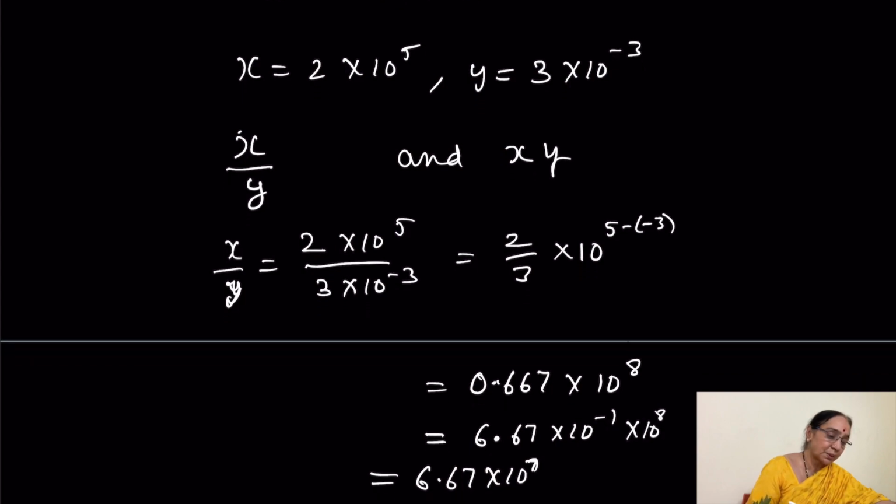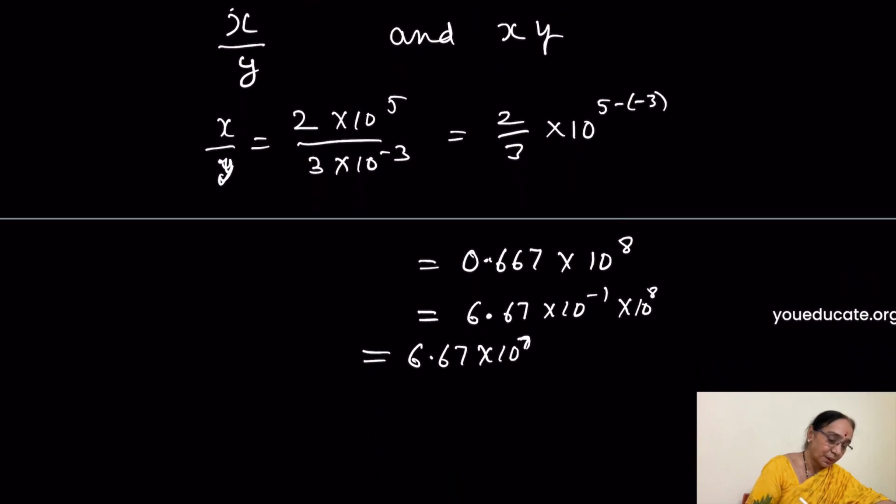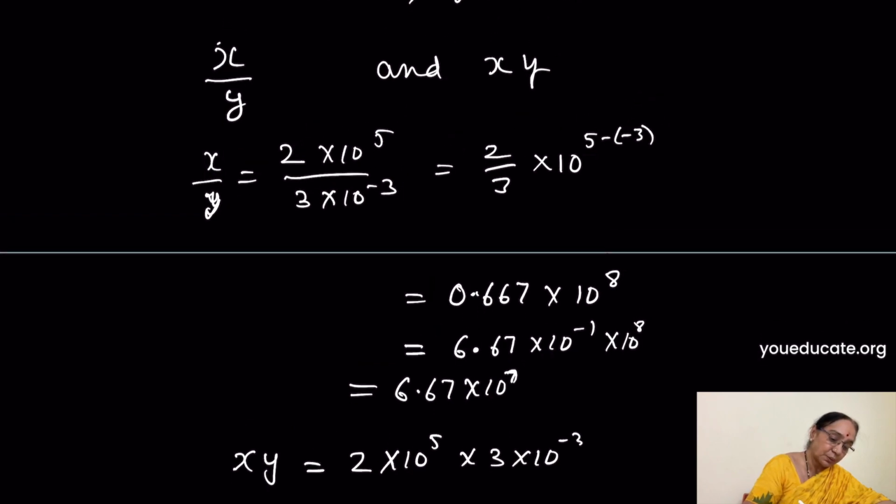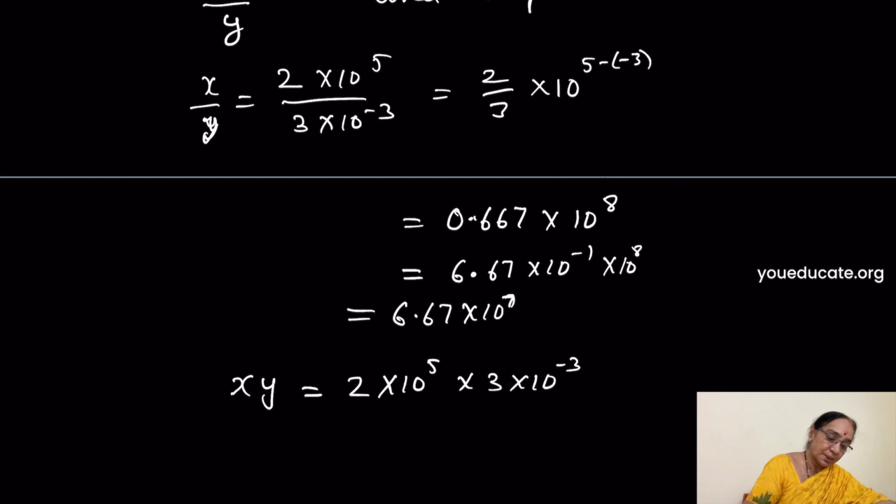Now what is x into y? I think that won't be a problem. X into y will be 2 into 10 to the power of 5 times 3 into 10 to the power of minus 3. Multiply the two numbers. 2 times 3 is 6 into 10 to the power of 2. It's already in the standard form.